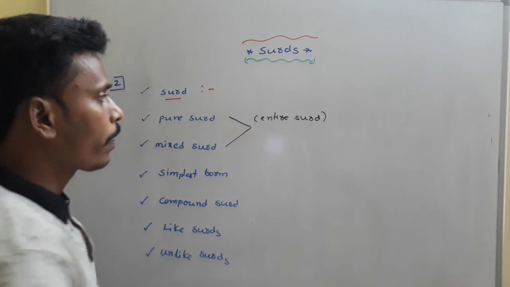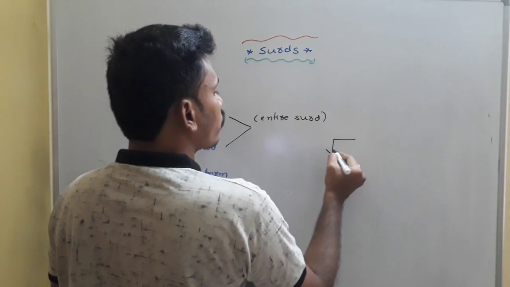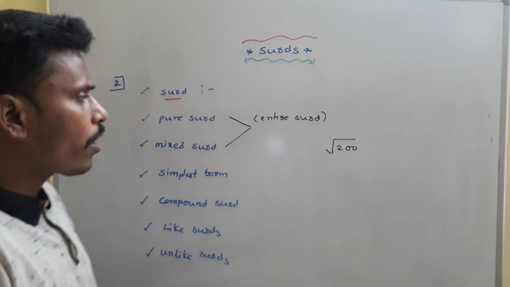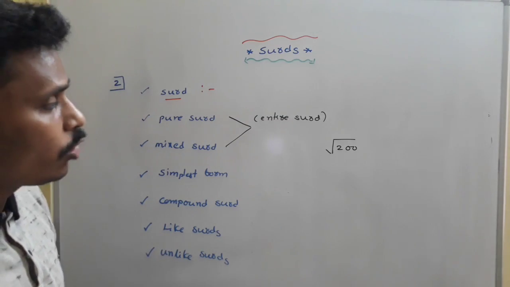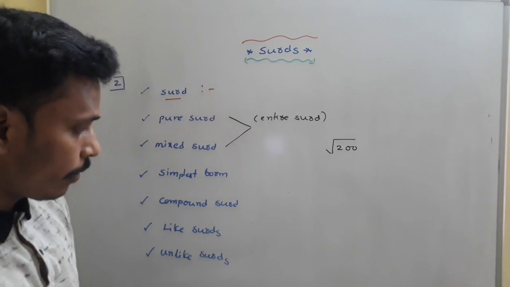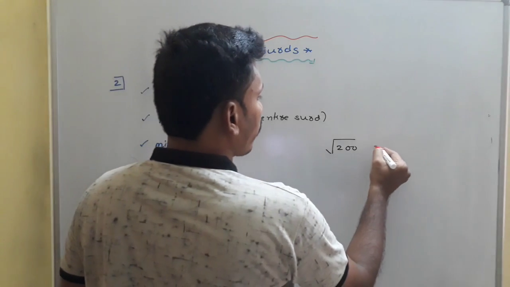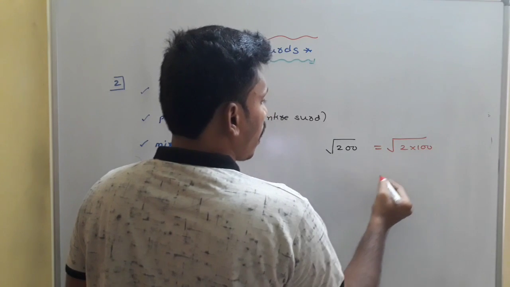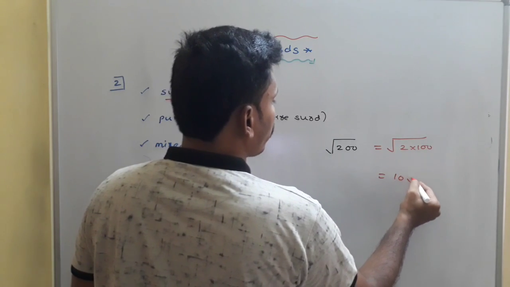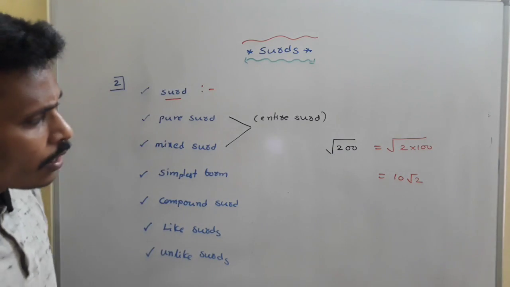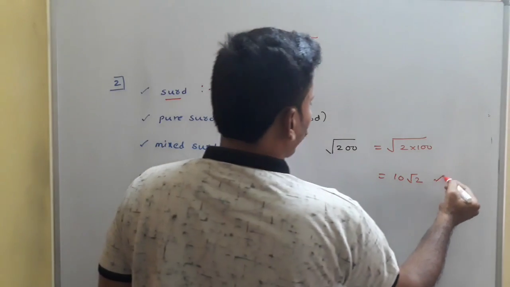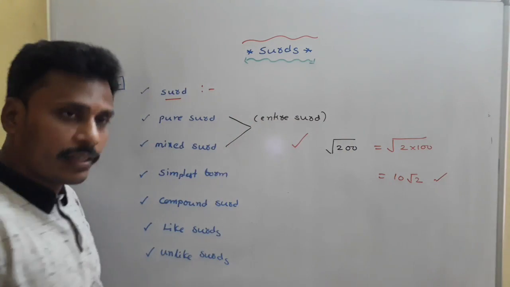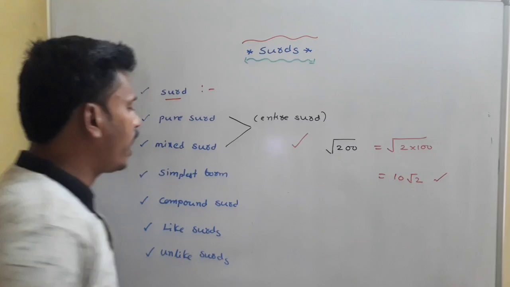Now mixed surd. Suppose I have a number like the square root of 200. Square root of 200 is a surd because there is no exact value in rational numbers for it. And you just try to simplify this. I will simplify it like this: square root of 2 into 100, and this equals root 100 is 10, so this is 10 root 2. See, root 200 equals 10 root 2, and here root 200 is considered a pure surd or entire surd, whereas 10 root 2 is considered a mixed surd.